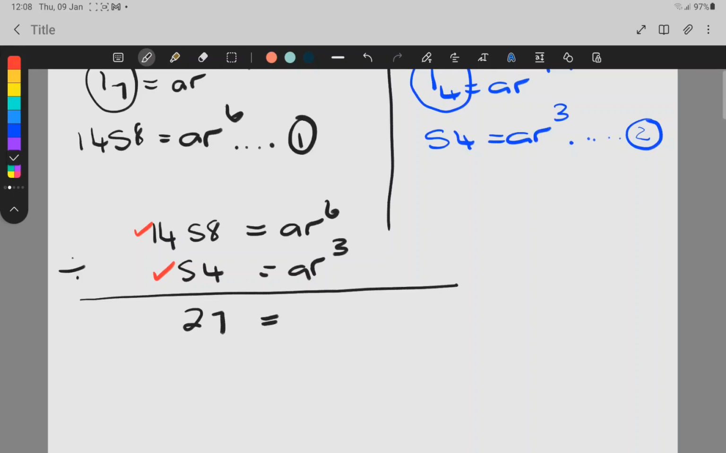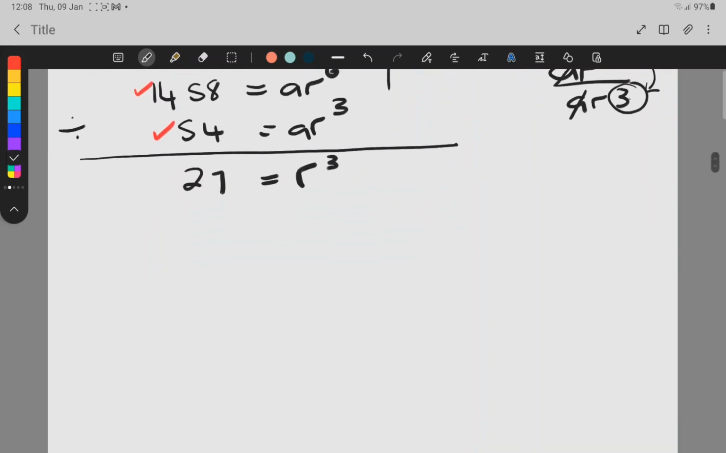A over A. It looks like this, eh? I'm just doing it on the side so you can see. A divided by A will cancel. Then R to the 6 over R to the 3. Remember with exponents, when you divide, you minus. So 6 minus 3 is R to the 3. Okay? So now we have 27 is equal to R to the 3.